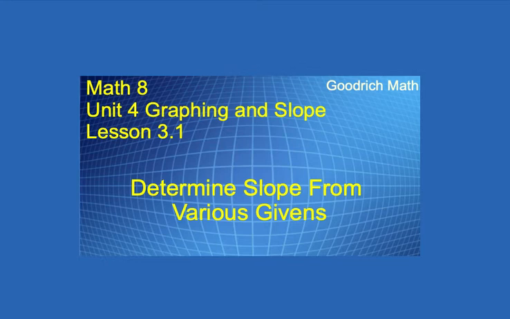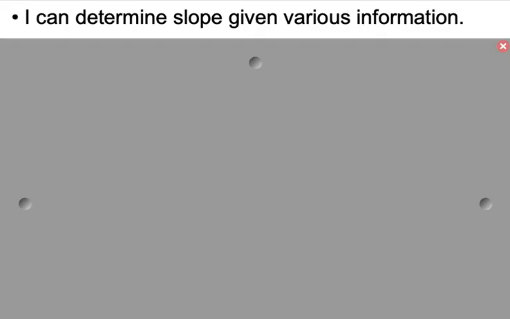Math 8, Unit 4, Graphing and Slope, Lesson 3, Part 1. Determine slope from various given information. Alright, I can determine slope given various information.